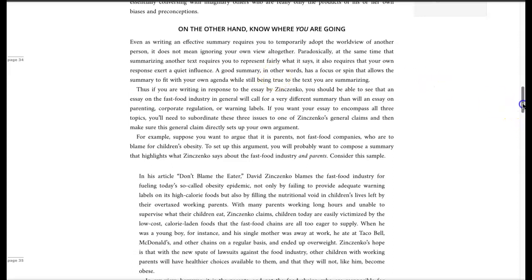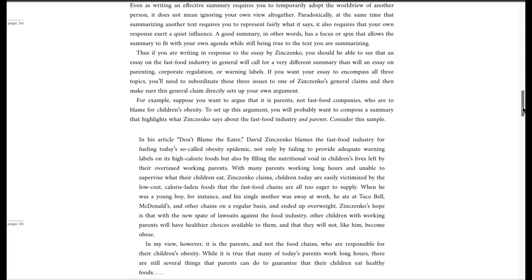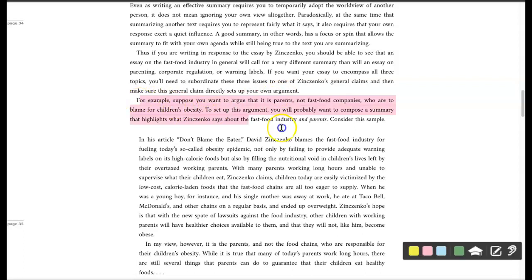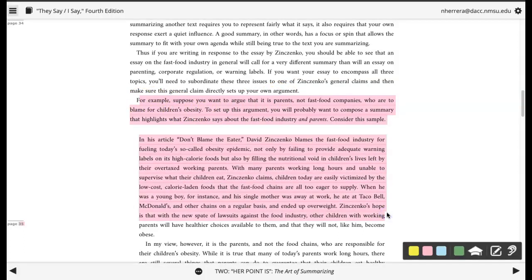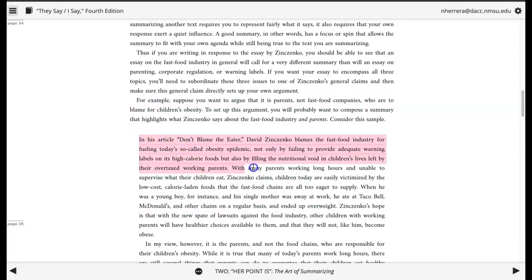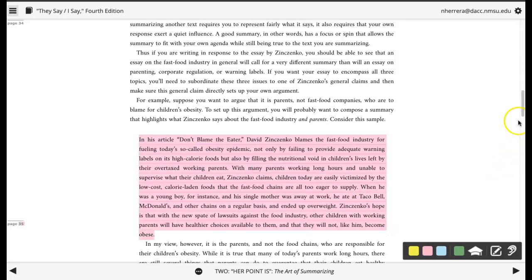Of course, these main points have to actually be important and a crucial part of the summary. You don't just want to put any single point that you want to respond to, but here we have an example. So the article about Don't Blame the Eater talks about young kids who are becoming obese at a young age, and David Zinczenko talks a little bit about who's to blame, right? So let's say you already know that you think parents are to blame for their children's health. If that's the case, here's an example of what a summary could look like to support that opinion.